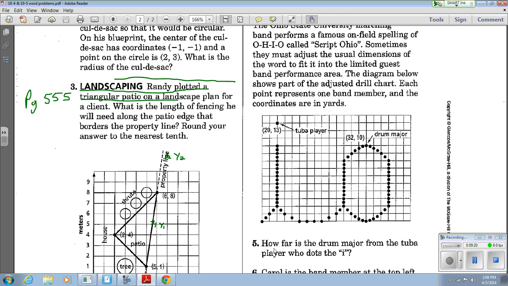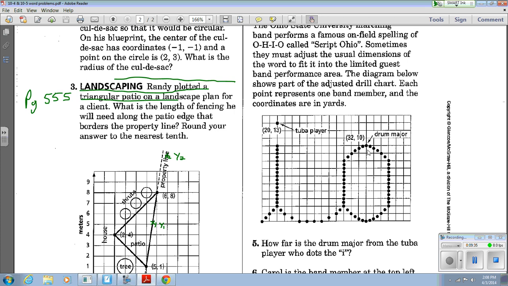So let's take a look at our question. How far is the drum major from the tuba player who dots the I? And that's what you saw at the end when the drum major came walking out with the tuba player. He was dotting the I on Ohio. That's quite an honor for that tuba player. It's something each year that the band members vote upon.